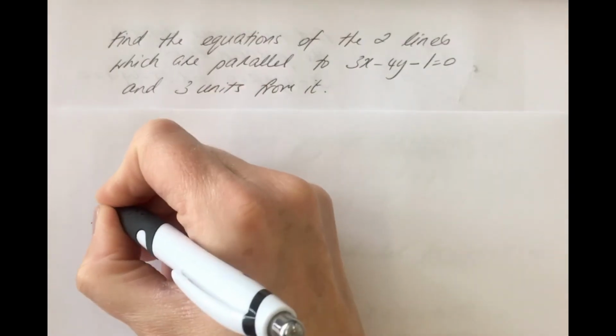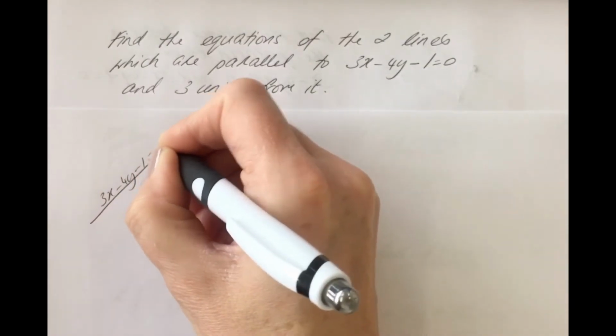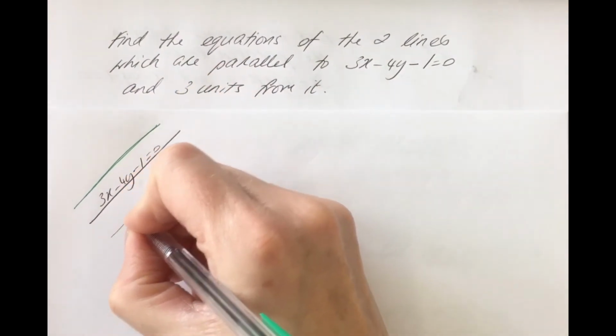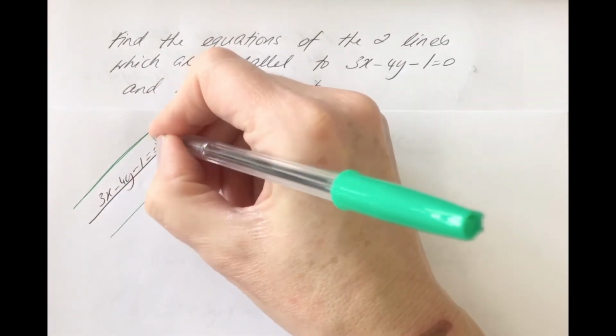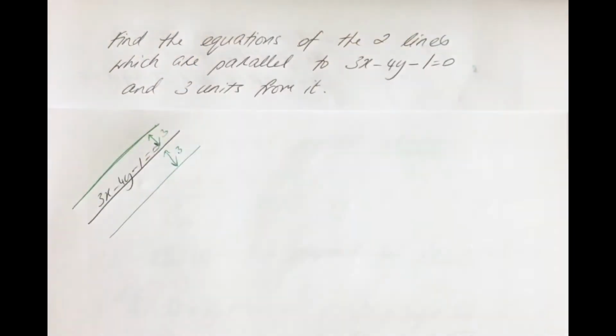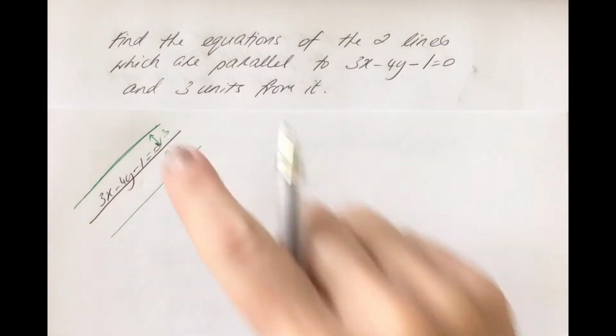Okay, so back to our example. Our example is asking us to find the equations of the two lines which are parallel to 3x minus 4y minus 1 equals 0 and 3 units from it. So in other words, say this is the line 3x minus 4y minus 1 equals 0. We want the equations of the two lines. I'll just put them in a different color. So say a line here, imagine it's straight, and here, where both of them are 3 units from it, a distance of 3 units from that middle line.